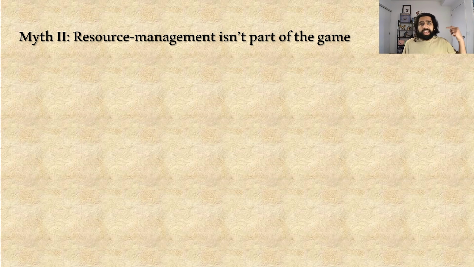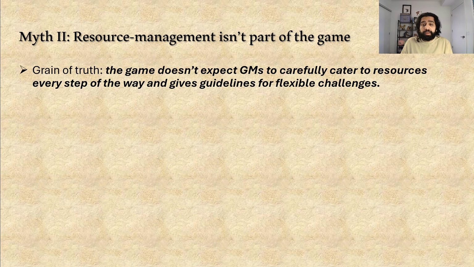People assume that HP and focus points are always at their maximum when a combat starts, therefore resource management isn't part of the game, and because resource management isn't part of the game, you should always be at max HP and focus points. It's a very circular argument. Now here is the grain of truth at the center. The game does not expect GMs to carefully craft an adventuring day for the party. The party is not expected to be handheld through a specific number of encounters, and there is no expectation that if you go under this, the party will, say, overperform, and if you go over this, the party will TPK.